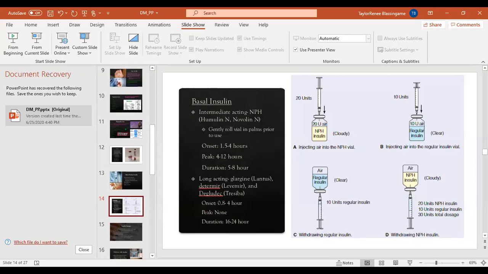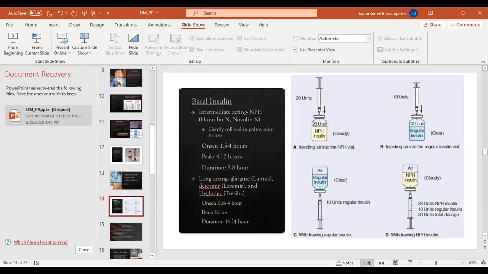Don't ask me what it stands for. I just know protamine is the P, and I always remember that's a protein, and that's why it's cloudy. So quick tip, if you are about to give NPH, you gently roll the insulin in your palms prior to use. It's just to mix up the protein or the cloudiness that you see in there. The cloudy is normal, and that's okay. Onset for this is 1.5 to 4 hours. Peak is 4 to 12 hours, and then duration is 5 to 8 hours.